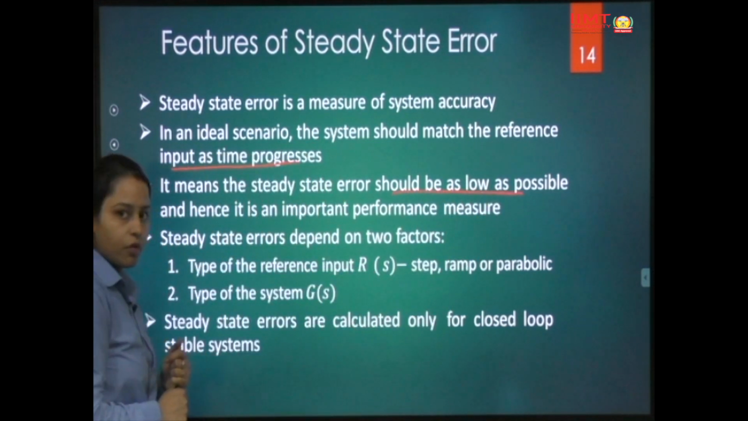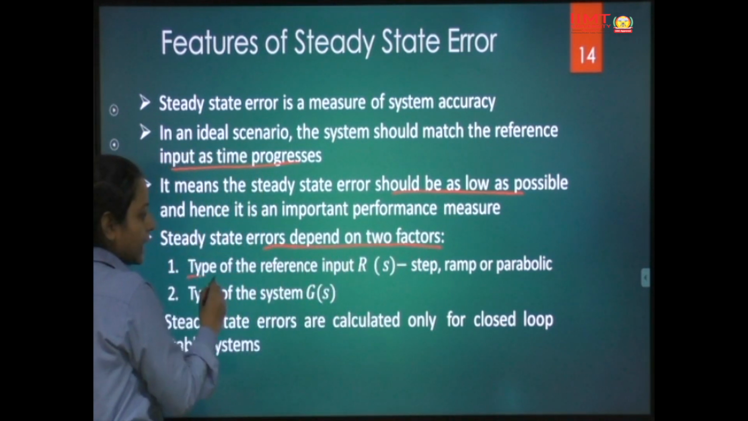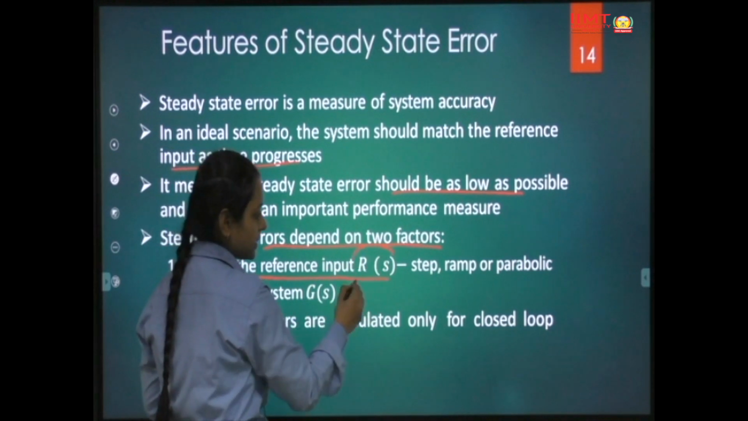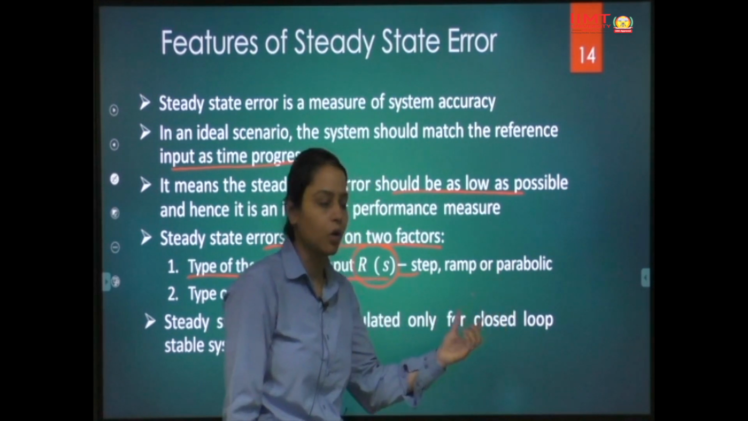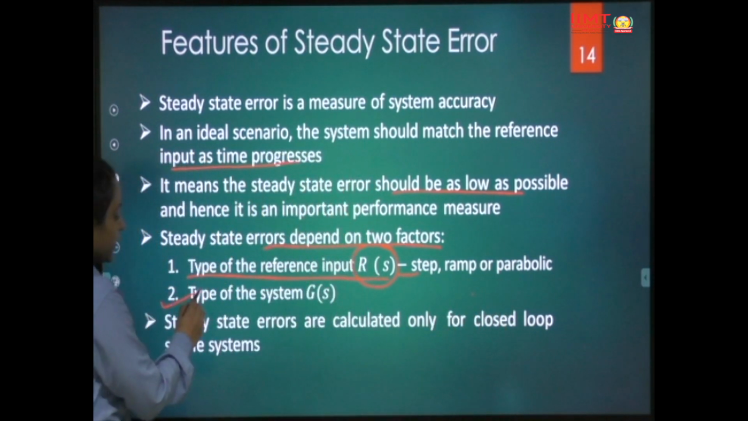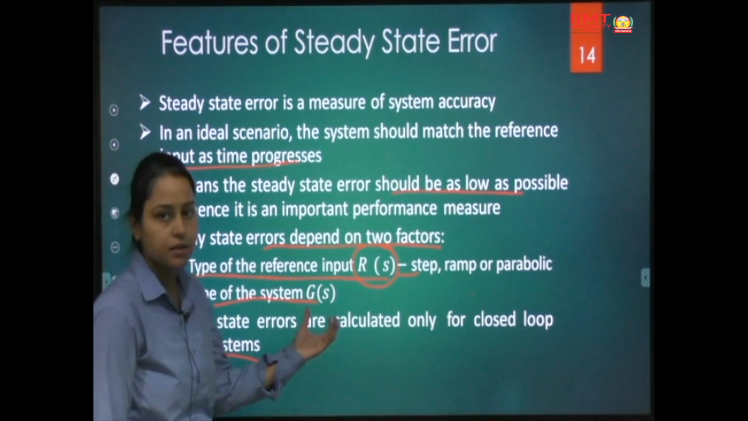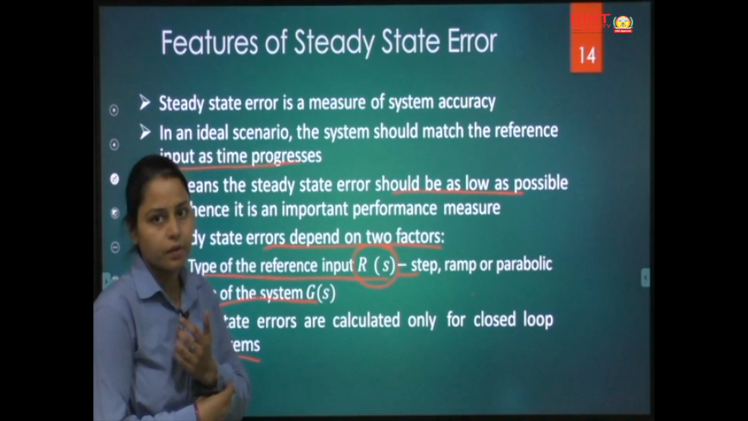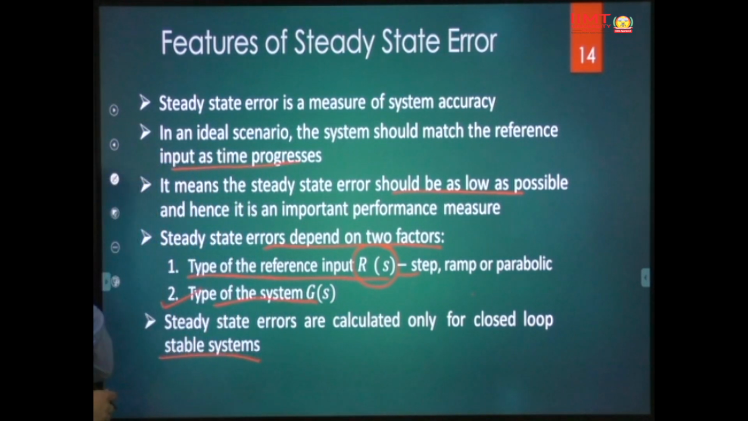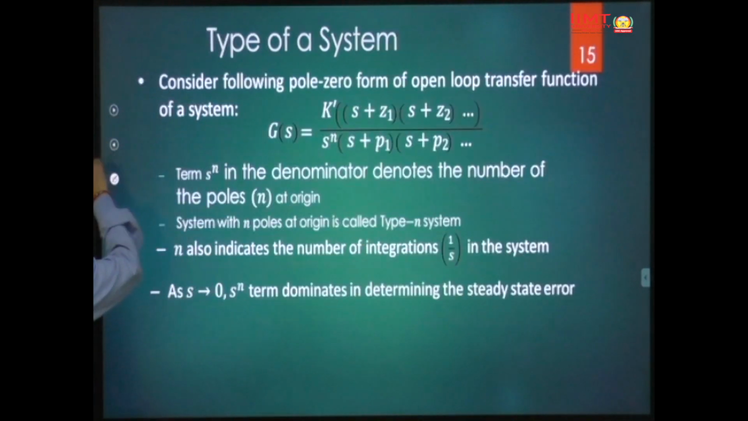Hence it is important for performance measures. Steady state errors depend on two factors. First is the type of the reference input, whether it is step, ramp or parabolic. And the second factor is the type of the system. The steady state errors are calculated only for closed loop stable systems. They are not calculated for unstable systems, as unstable systems have infinite errors.